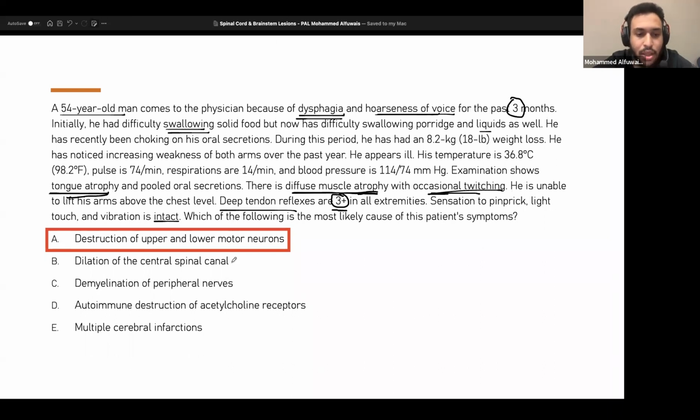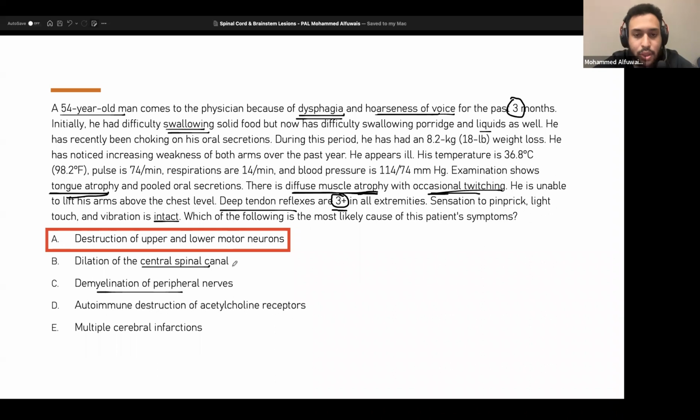Perfect. Dilation of the central spinal canal will lead to the central cord syndrome. It's not going to present like this at all. Okay, it will be loss of pain and temperature bilaterally and flaccid paralysis bilaterally. You will have loss of sensations.